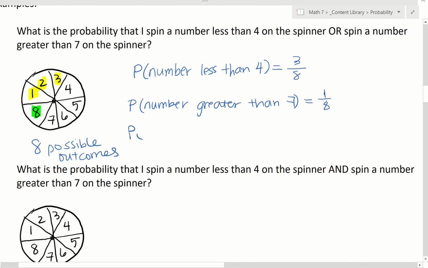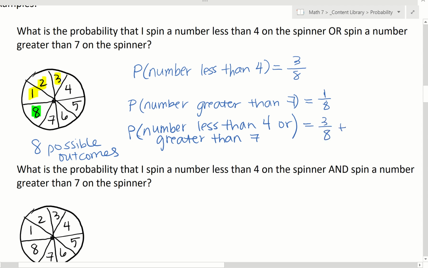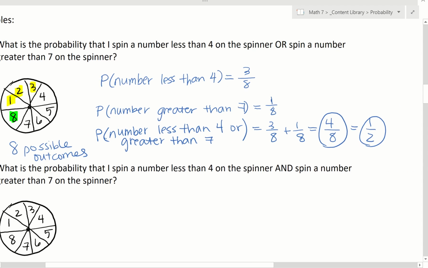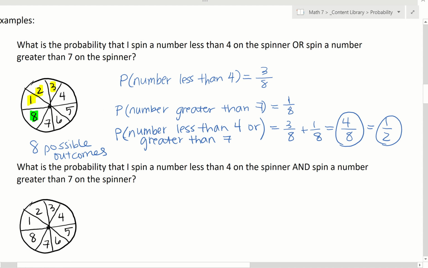So the probability of spinning a number less than 4 or greater than 7 would be 3/8. Now, or again meant addition, plus 1/8, that's the probability of greater than 7, and I get 4/8. And now I just have to simplify that to 1/2. So that's my probability of spinning a number less than 4 on the spinner, or to spin a number greater than 7 rather, on the spinner.